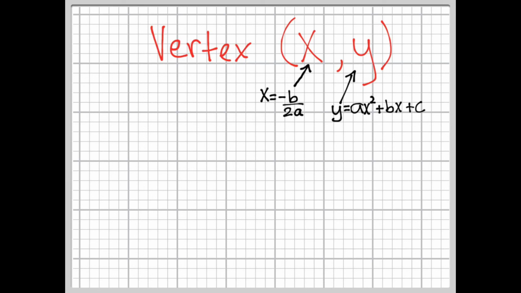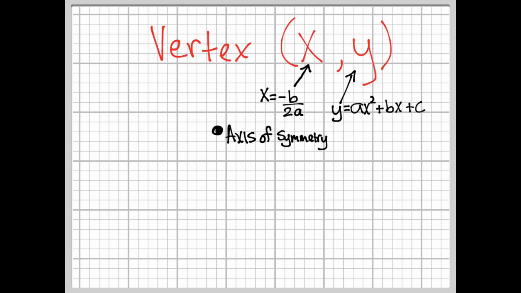What does the x coordinate tell us? Besides telling us how to get to the vertex, the x coordinate also tells us what the axis of symmetry is. And that's the line that divides the parabola into a mirror image of itself. It always passes through the vertex, and it always has an equation that is x equals whatever the x coordinate of the vertex is.